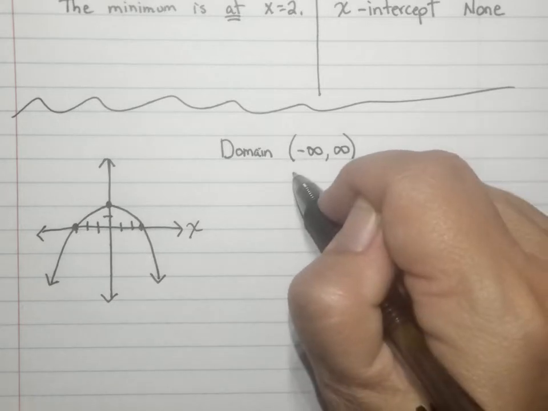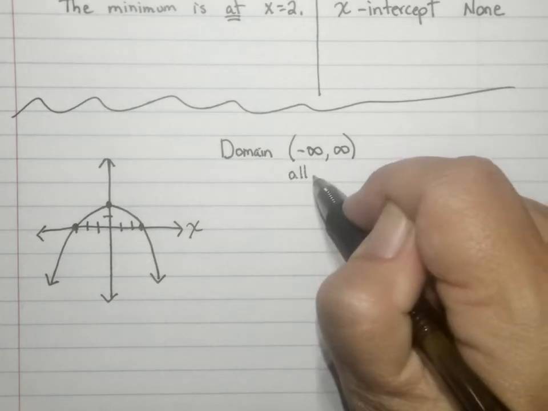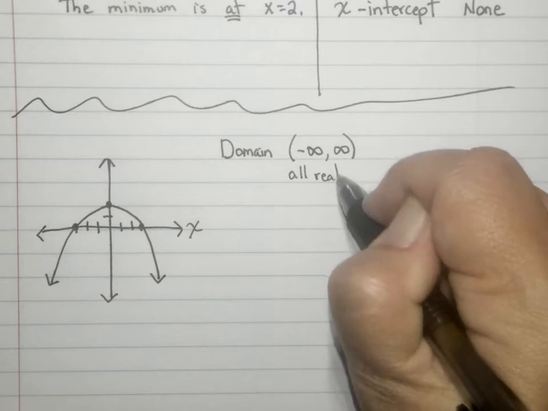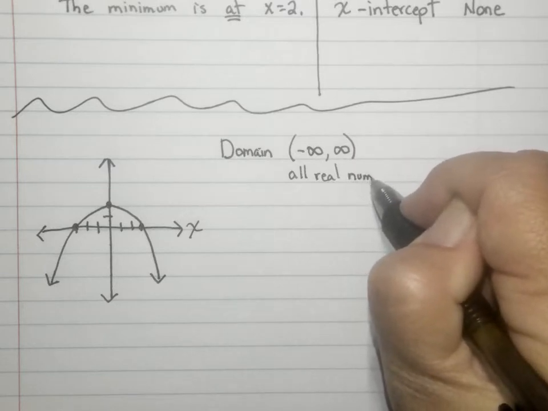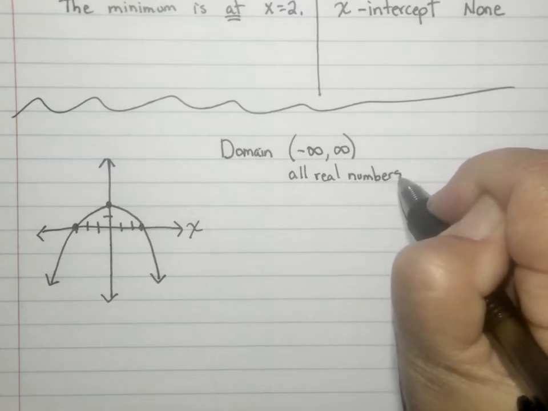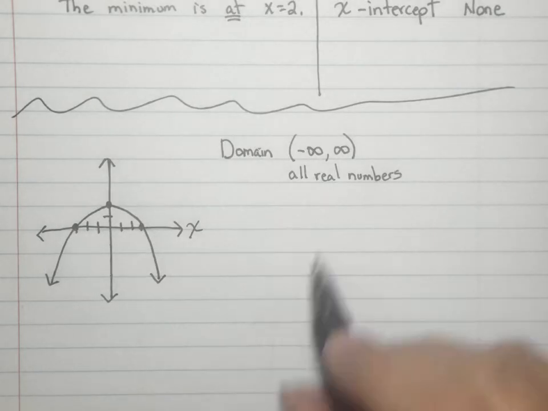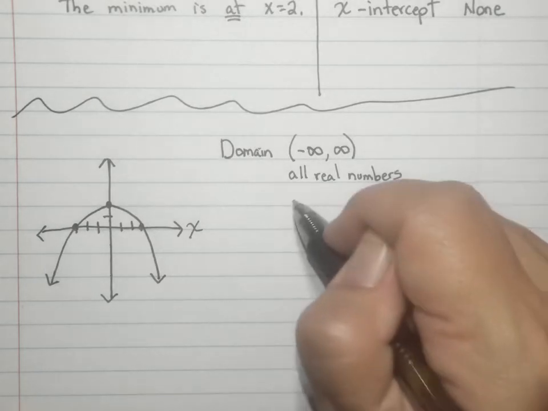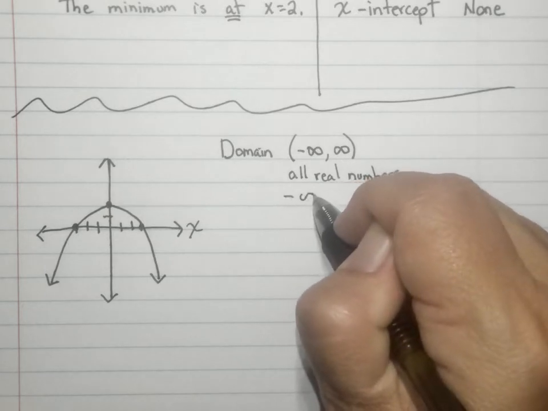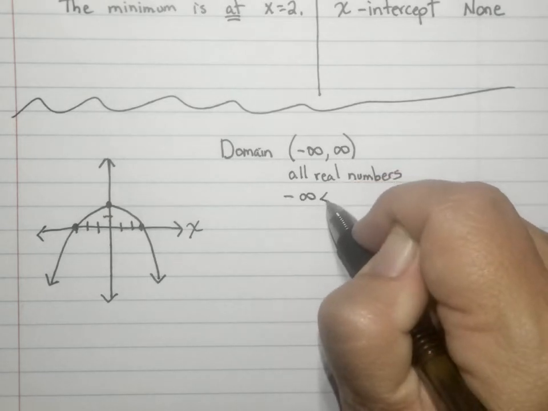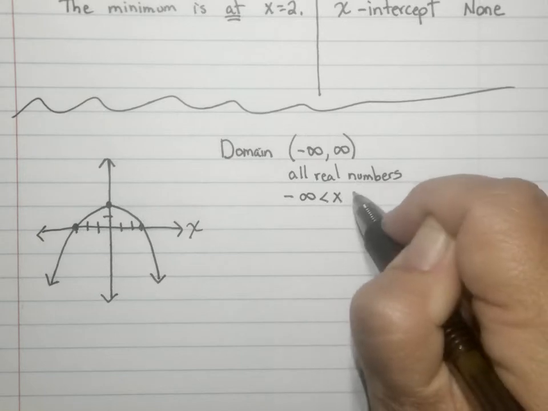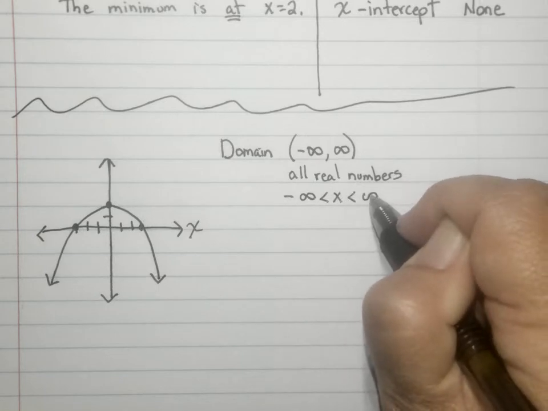We could also say all real numbers. And we could also put this in inequality notation. Negative infinity is less than x, which is less than infinity.